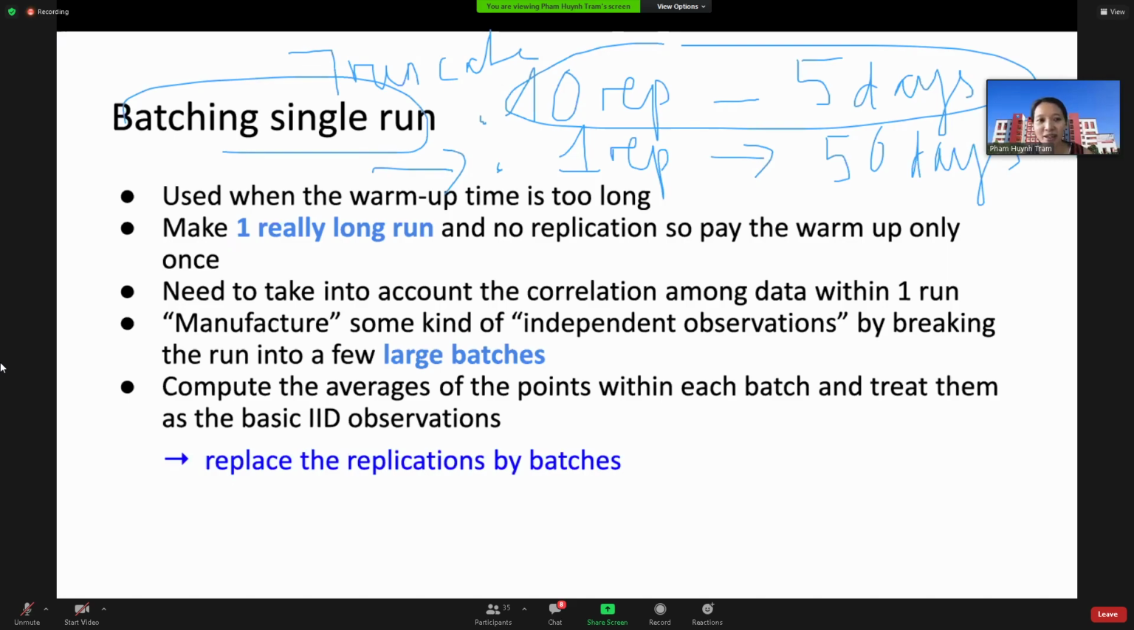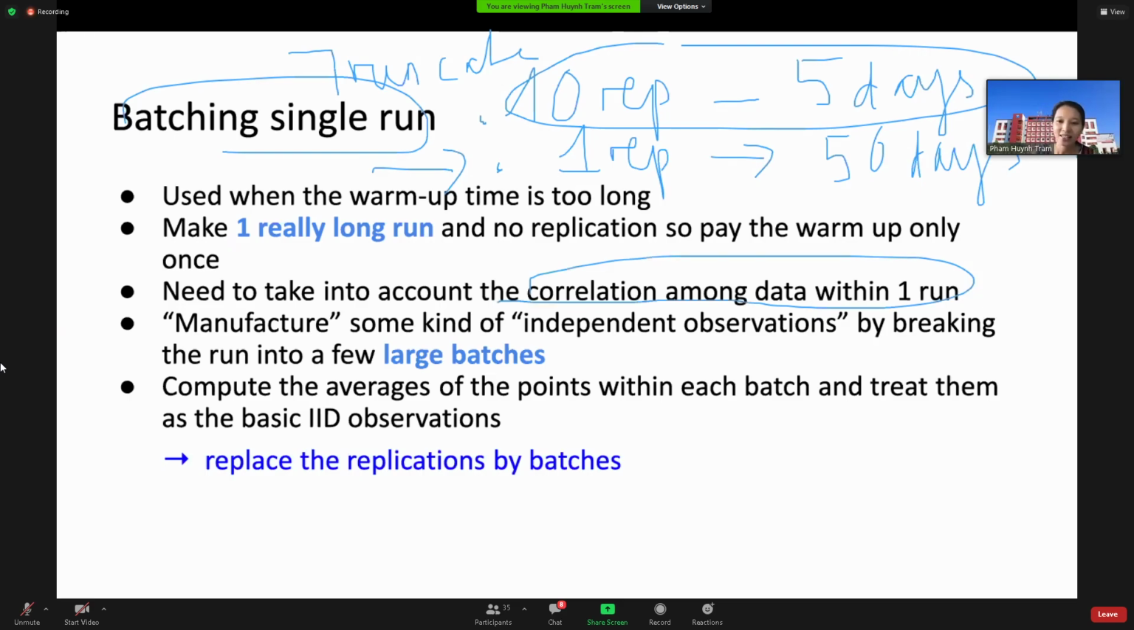But now in the batching single run, we run only one replication, so we violate that rule. So how do we deal with that? How do we deal with the correlation among the data within one run?